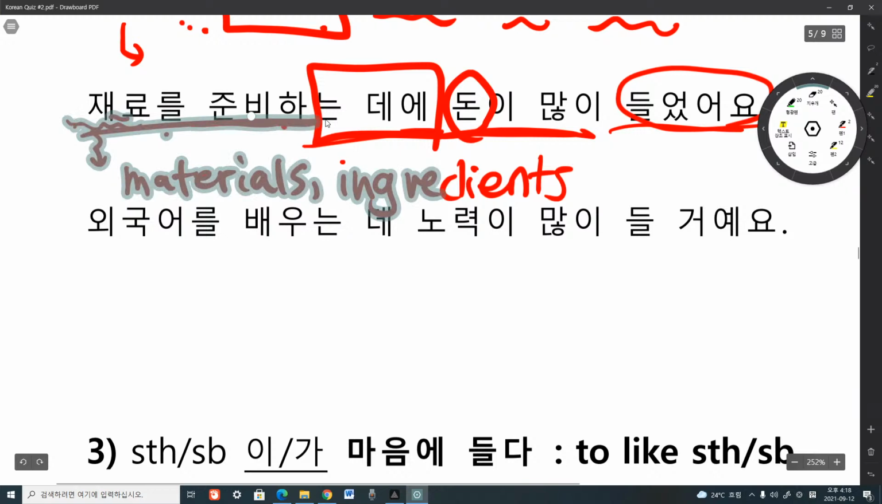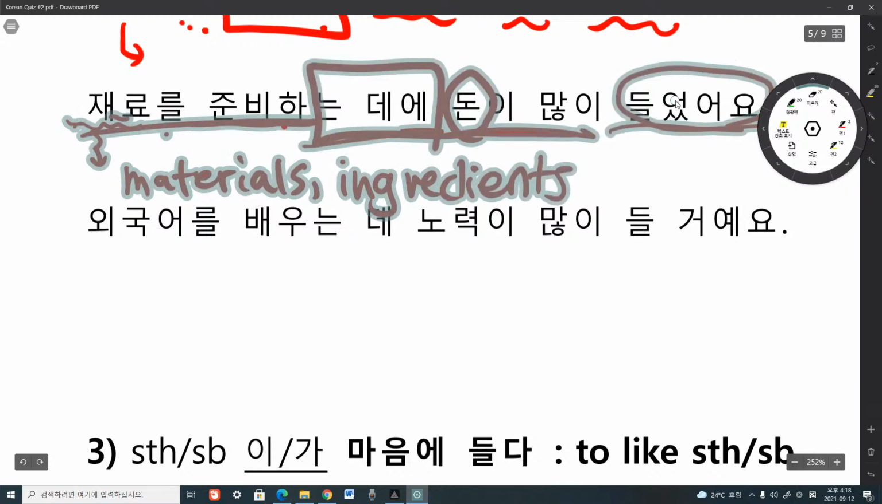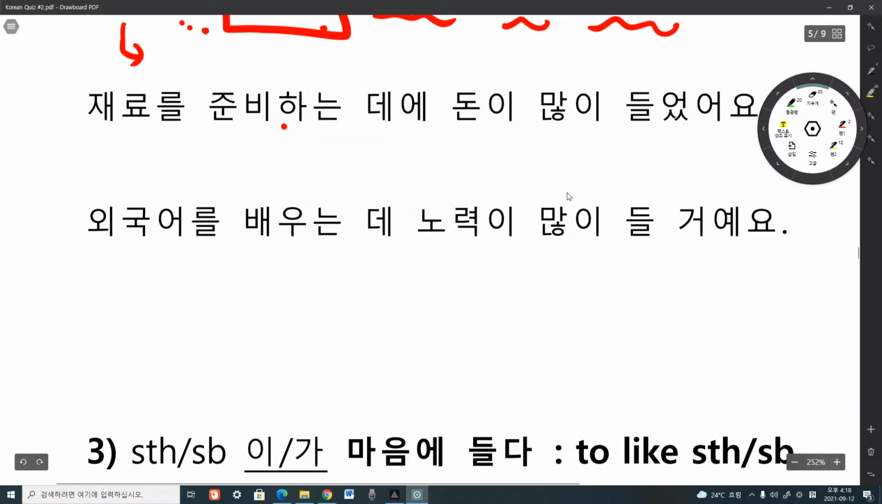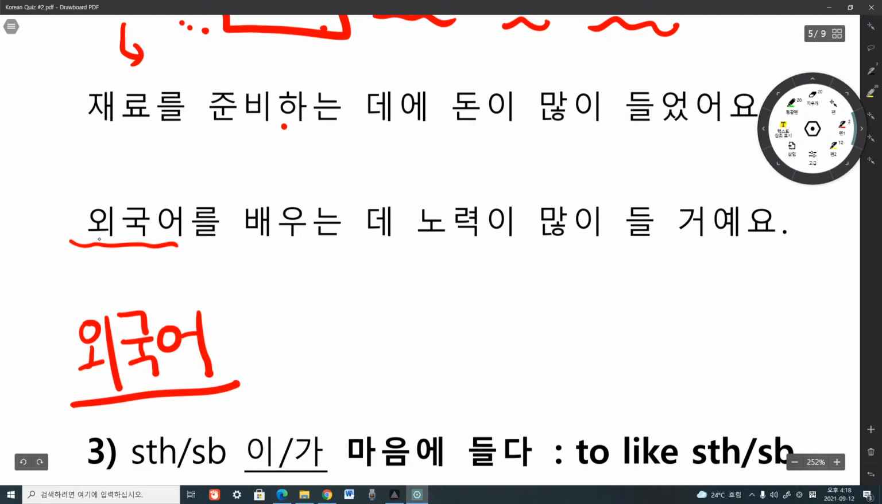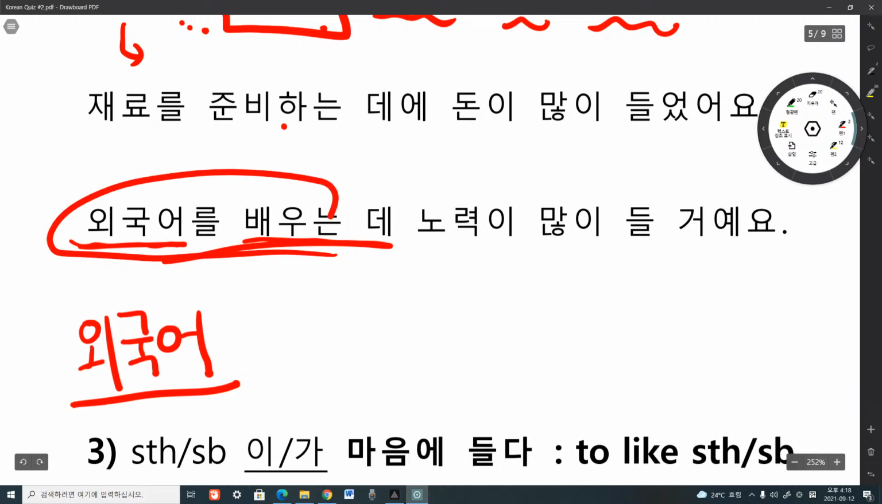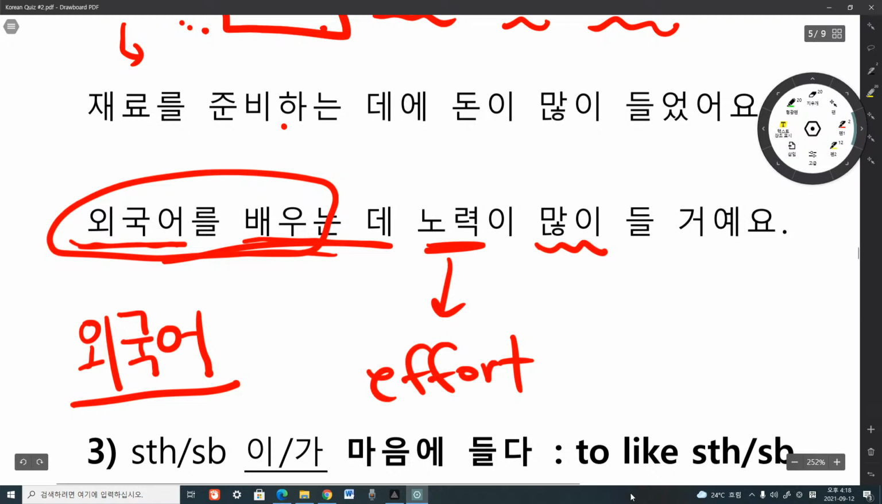그리고 the next sentence is absolutely true. 외국어를 배우는데 노력이 많이 들 거예요, 여러분. We all know this. 외국어, outside country language, so foreign language, right? 외국어를 배우는데, in learning a foreign language, 배우다 to learn, right? 노력이, effort, 노력이 a lot 들 거예요.